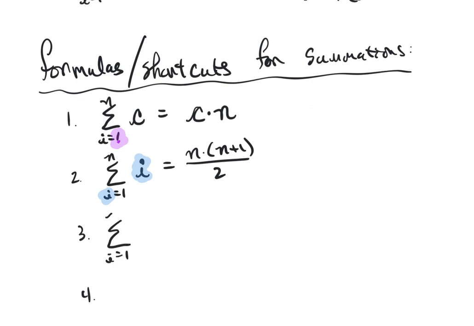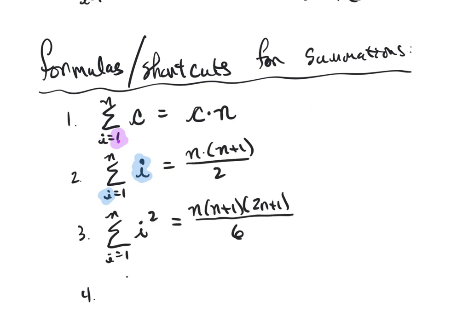Okay, we've got 2 more shortcuts that we're going to worry about. The third one, the summation from i equals 1 to n of a variable squared. And the shortcut for this one, a little bit tougher, in fact, this is the toughest rule, is going to be the number on the top of the summation, whatever that is, times that number plus 1 times 2 times that number plus 1, all divided by 6.